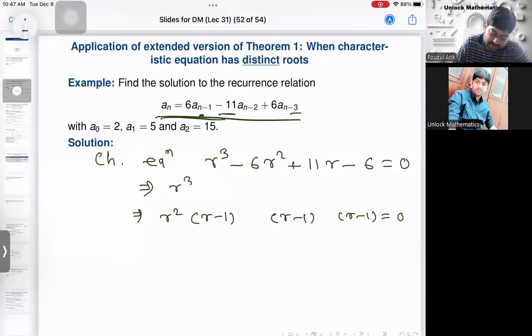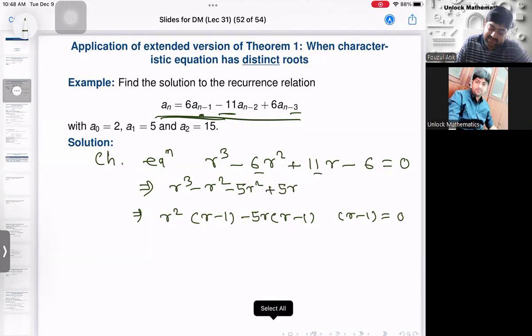So I'll get r cube minus r square. But the previous term is minus 6r square, so I have to add minus 5r square. To get minus 5r square, I have to multiply by minus 5r. Then it will become plus 5r, but the term is 11r, so I have to add 6 more r. To get 6r, I add 6 into r minus 1, so minus 6 will come. But minus 6 is already there, so our problem is solved.